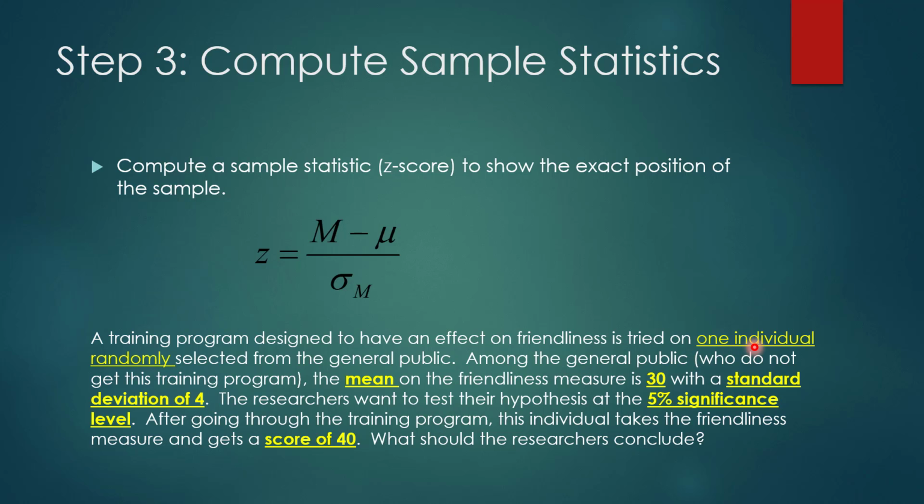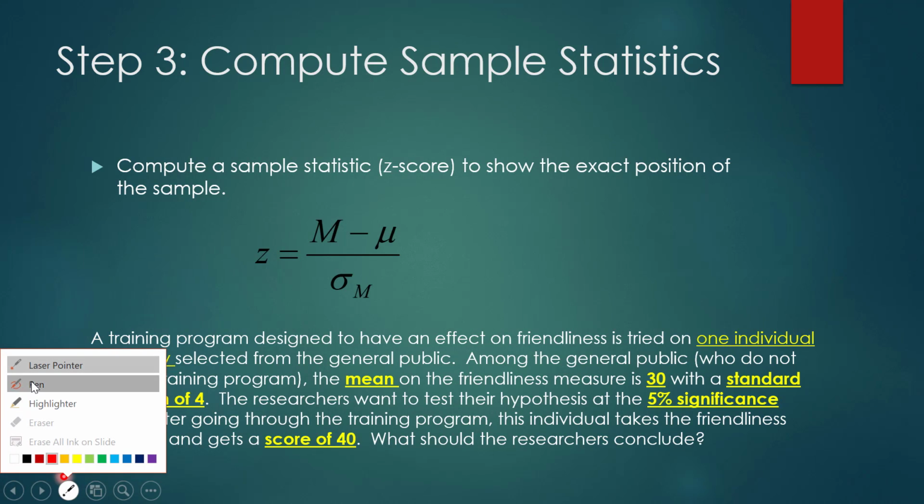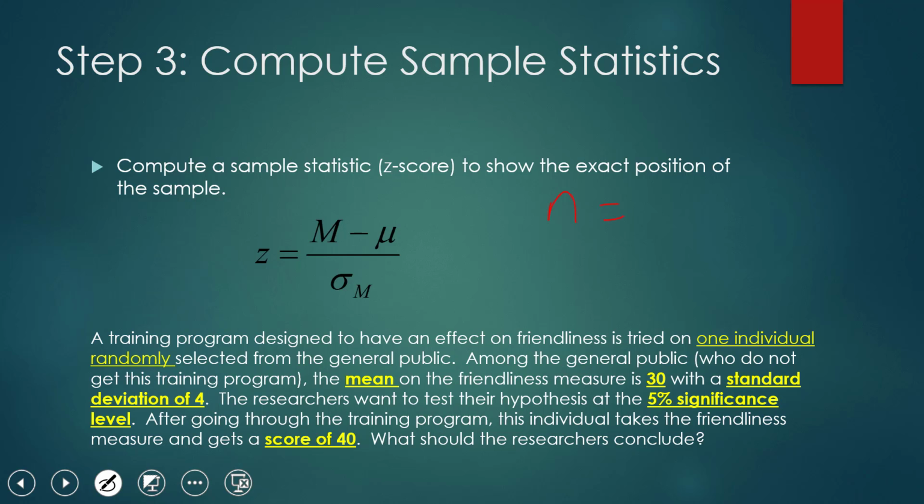we're going to pull out, I've highlighted some of the important information. One individual was randomly selected, so that means that we have an n of 1. We had a mean of 30 with a standard deviation of 4, and a significance, or an alpha level, of 5%, 0.05. And our score from our new sample, so we'll say that that's the mean, was 40.